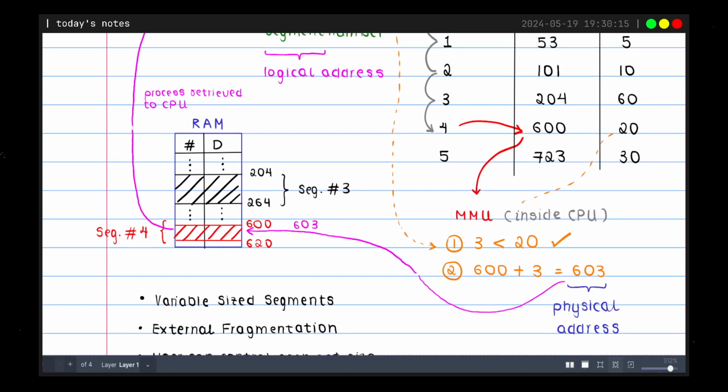Now, in segmentation, let's say that you're trying to access an application in RAM. Those applications will be divided into segments. That's where the term segmentation comes from. Segments are variable size blocks of memory that belong to each application that is running in your computer. What does variable size mean? That they can be of different sizes. No two segments have to be the same size.